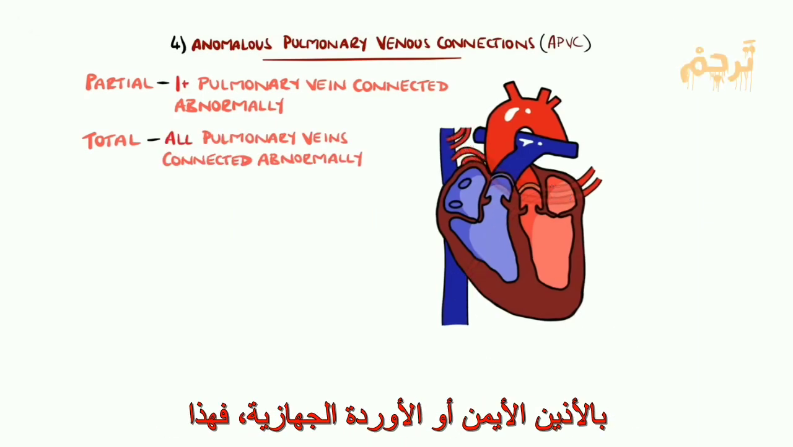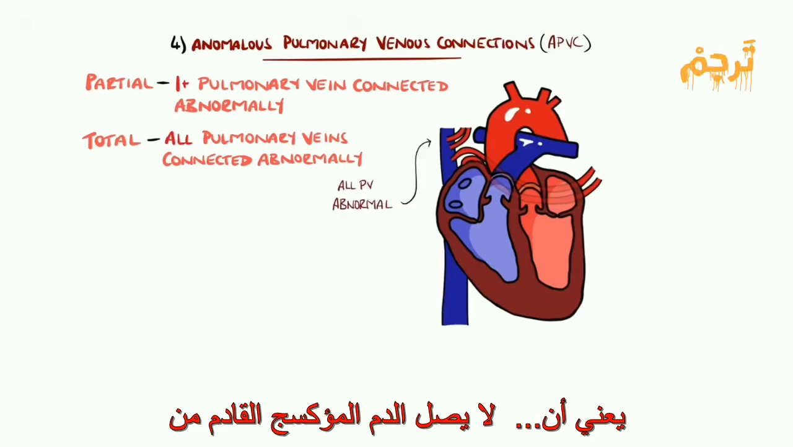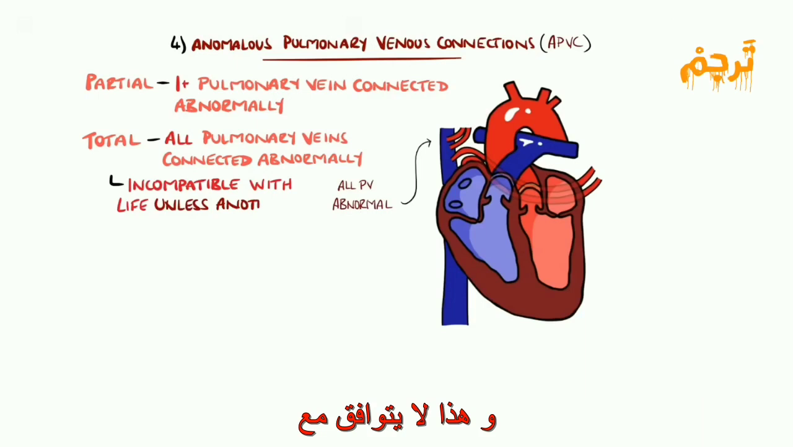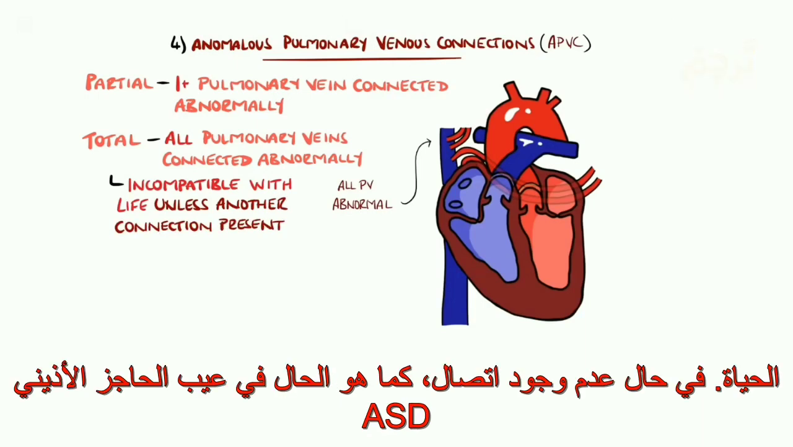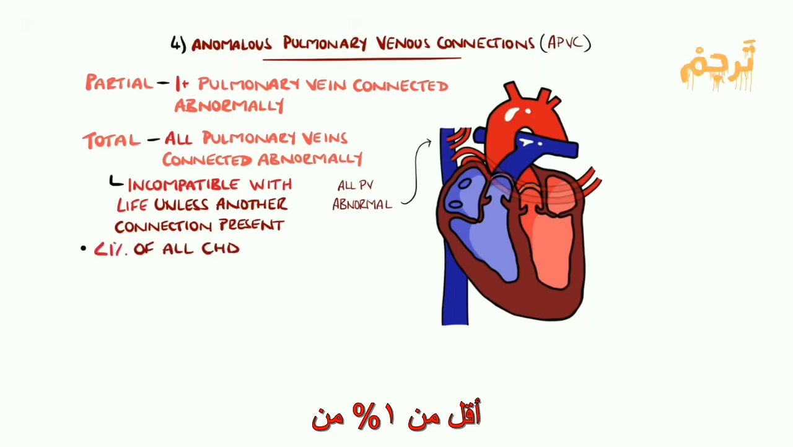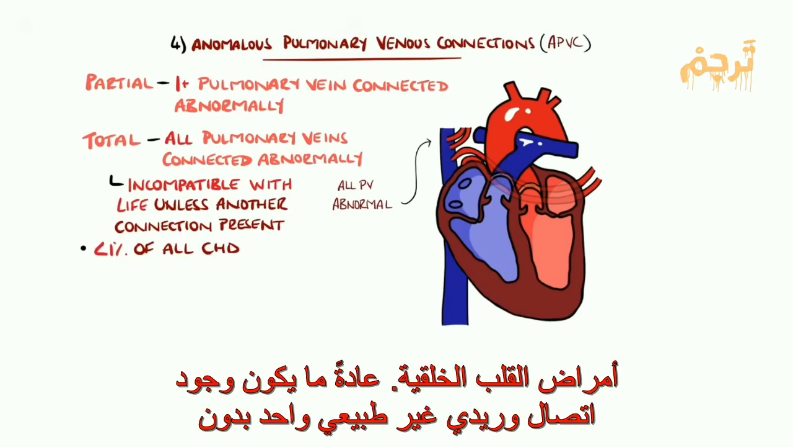If all of the pulmonary veins are abnormal, termed total anomalous pulmonary venous connection, connecting to the right atrium or systemic veins. This means that oxygenated blood coming from the lungs does not make it to the aorta, and so this is incompatible with life if there is no connection such as an ASD. Altogether, these defects make up less than 1% of congenital heart disease.